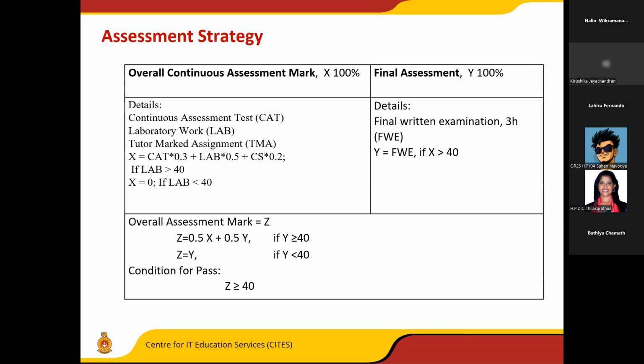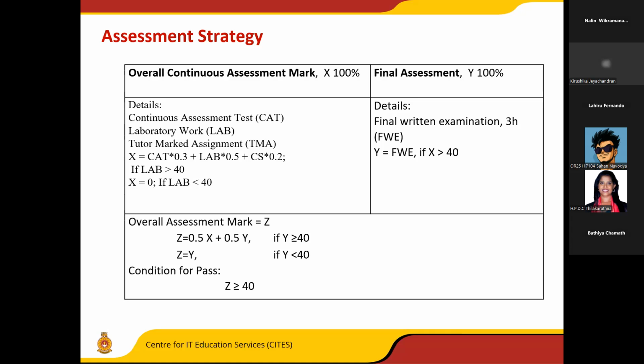Even though you are getting above 40 marks for the lab, if you are failing to collect your OCAM marks above 40, then also you will not be eligible. And once you collect both lab and overall OCAM marks above 40, then you will be eligible for this course. And after that, once you get eligibility, you can sit for the final exam.